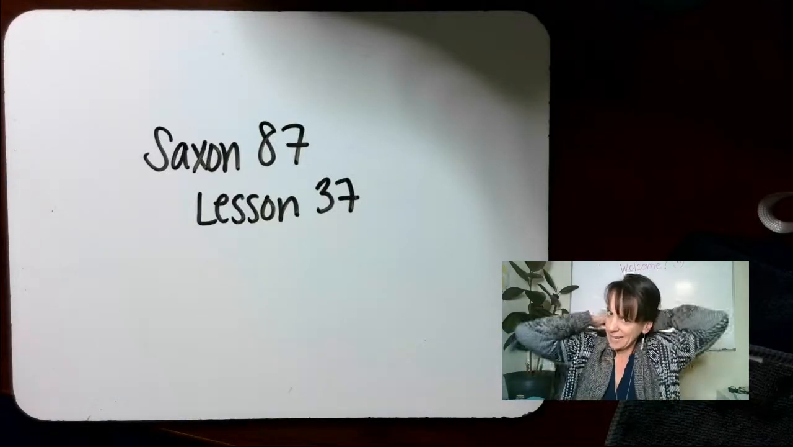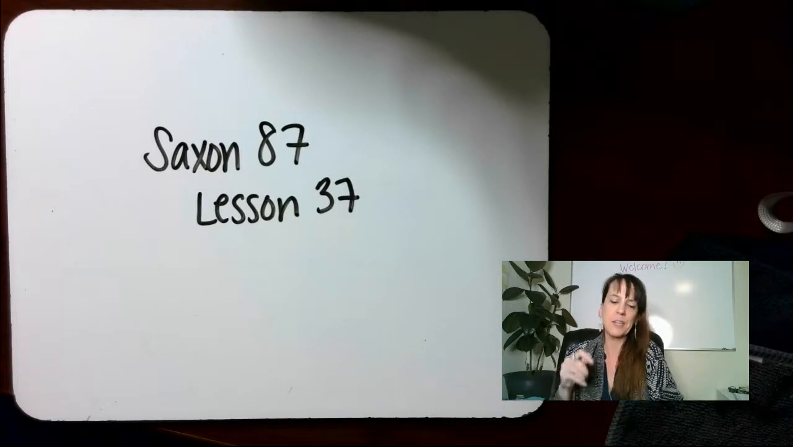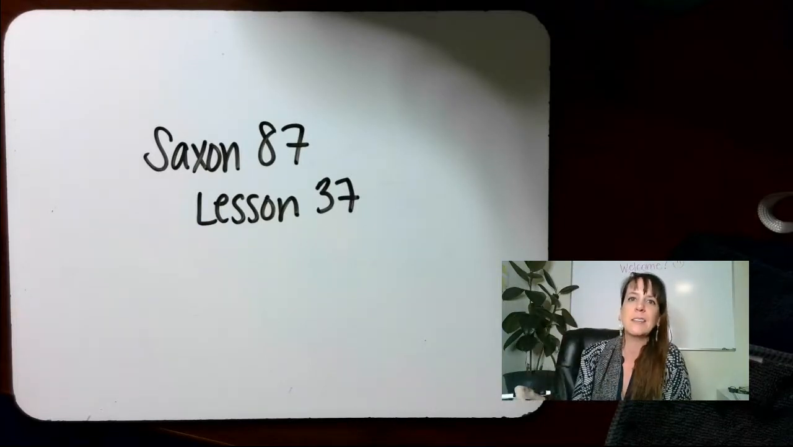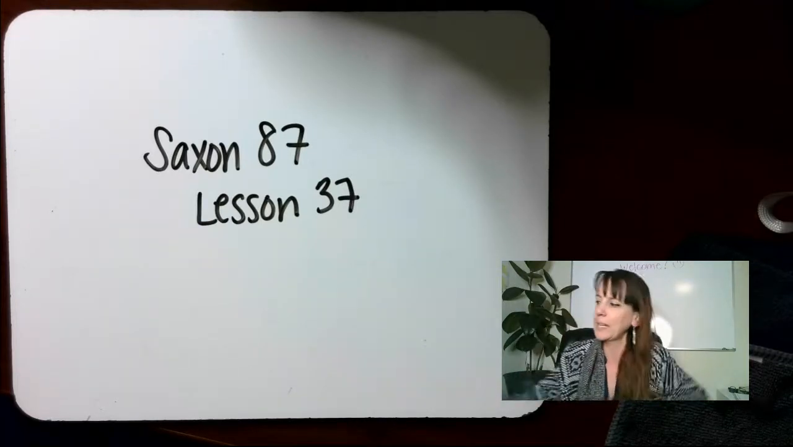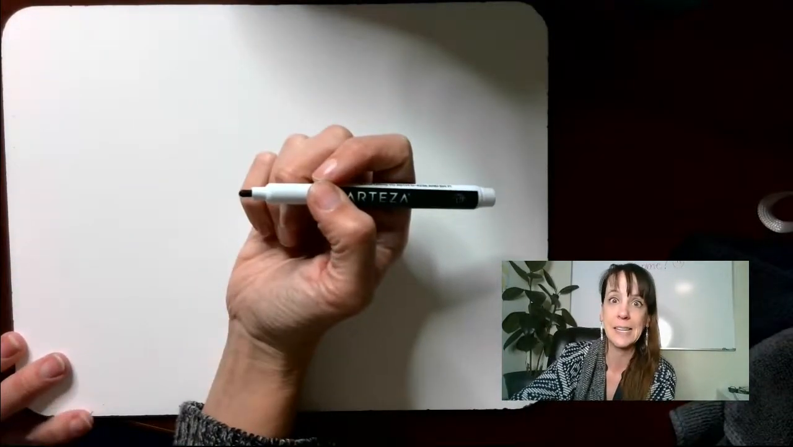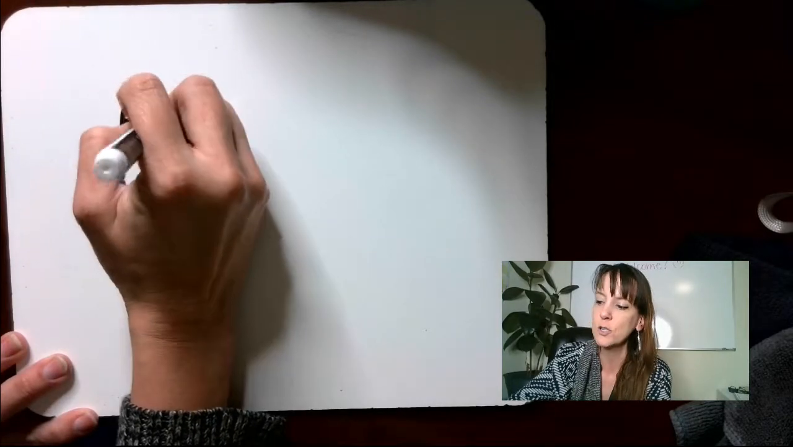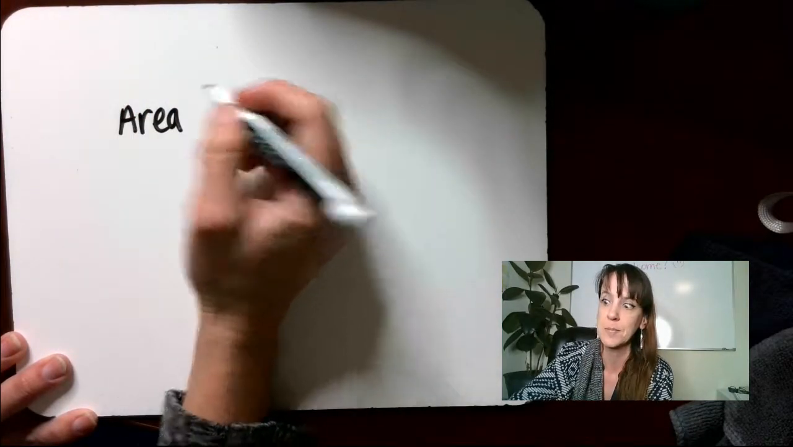We're going to be talking today about lesson 37. It's on page 219. This is kind of the lesson we talked about in class, but I'm just going to recap it. We're talking about area. As we recapped in class, you need to be writing this down in your notes because this is one that comes up all the time.